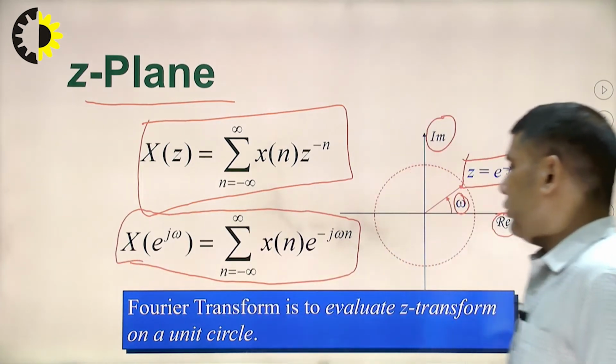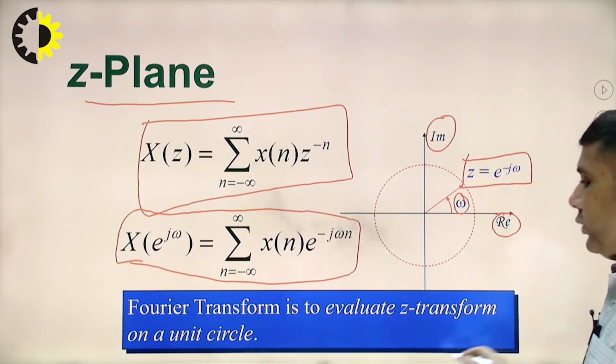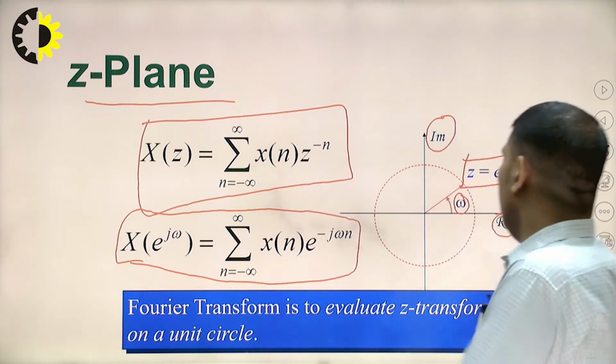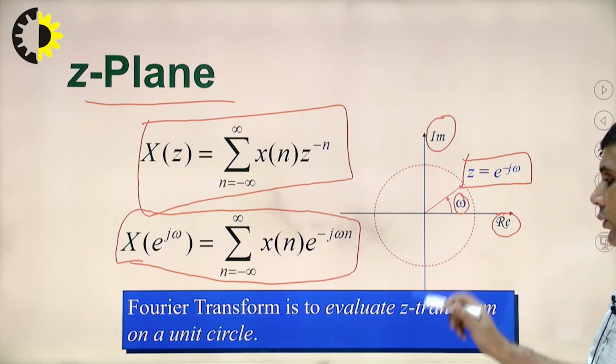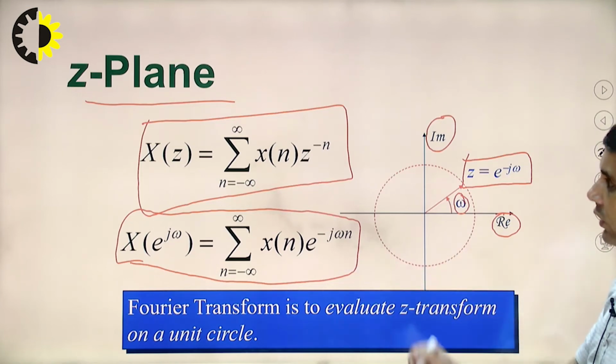Okay. So Fourier transform is to evaluate Z transform on a unit circle. You can say here Fourier transform is basically used to evaluate Z transform on a unit circle. So this is another relationship.